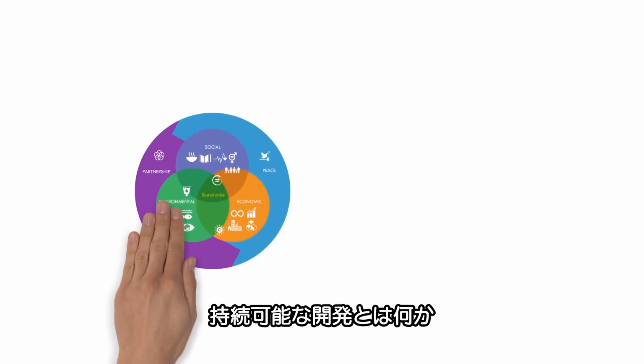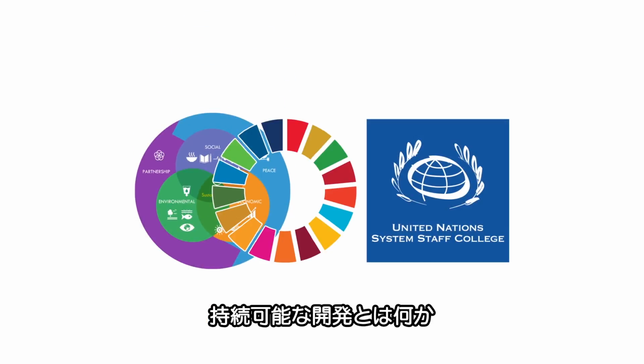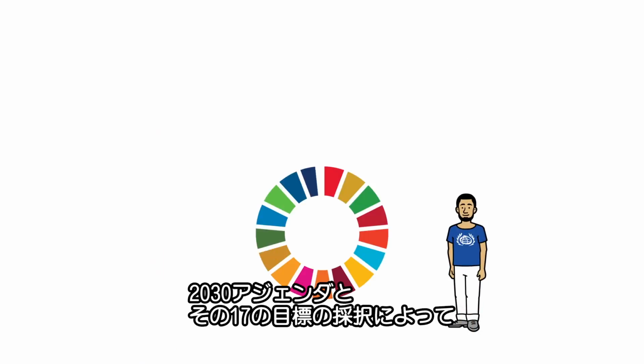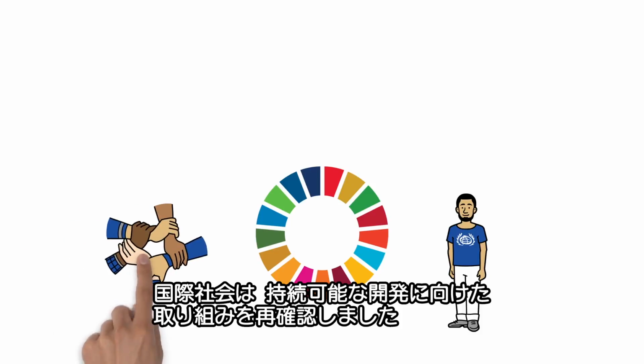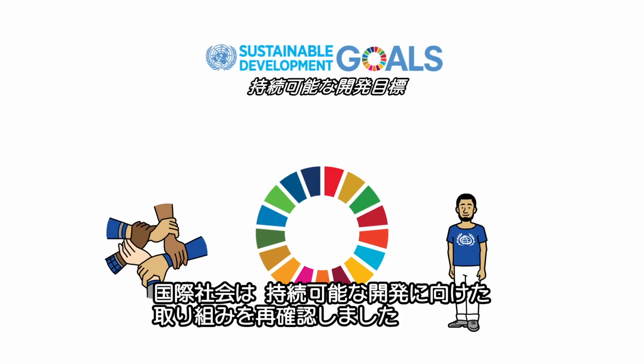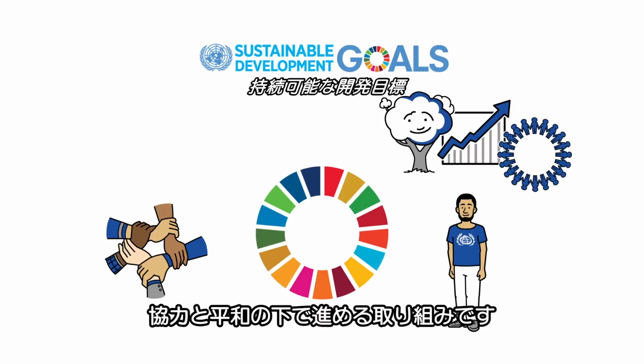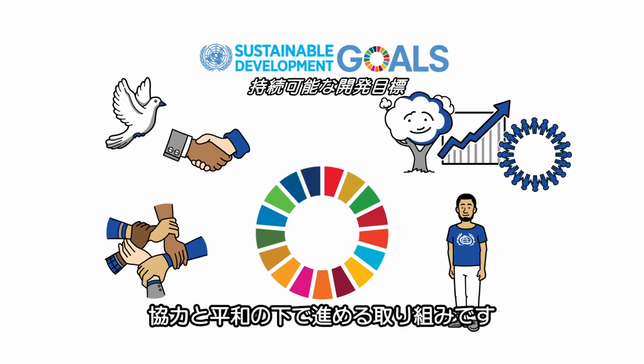Understanding the dimensions of sustainable development. By endorsing Agenda 2030 and its 17 goals, the world community has reaffirmed its commitment to sustainable development, to ensure sustained and inclusive economic growth, social inclusion, and environmental protection, and to do so in partnership and peace.